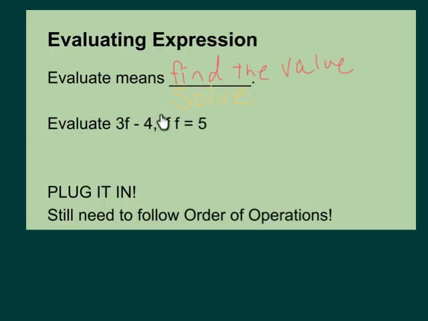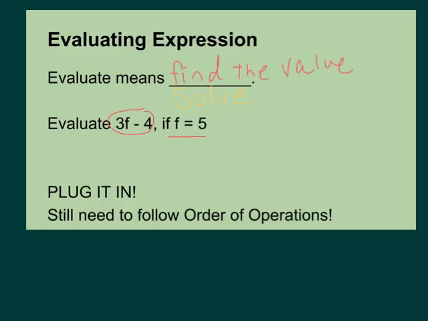Evaluate the expression 3f minus 4 if f equals 5. So remember, 3f minus 4 by itself, f could be anything. F could be 1. F could be 17. F could be 8,032,000. You could plug in any value for f and get a value. When we evaluate an expression, we're given a specific value to plug in, and then we plug it in and just solve. Figure out what the value of the expression is given the value that you're given.